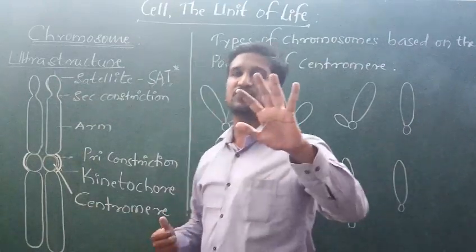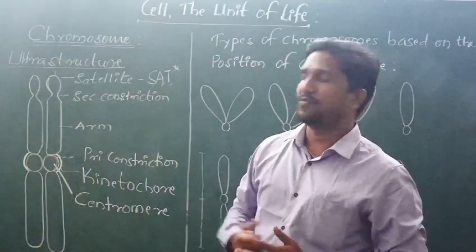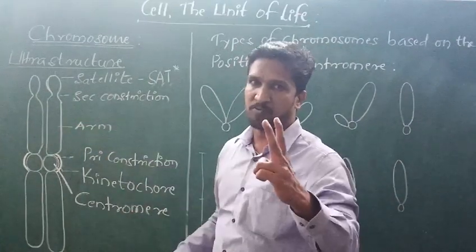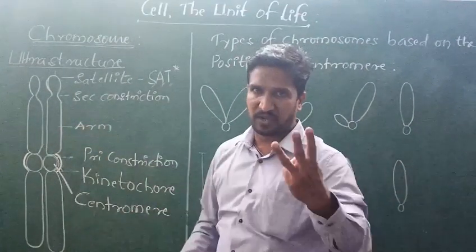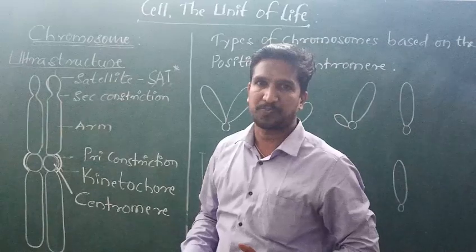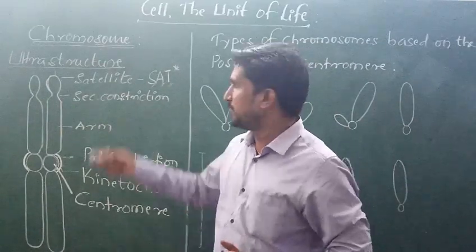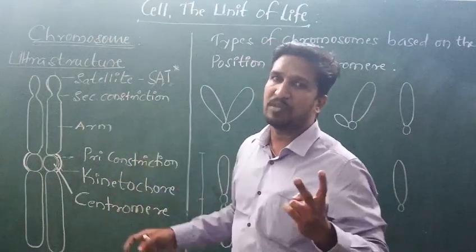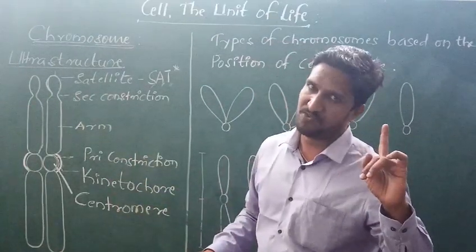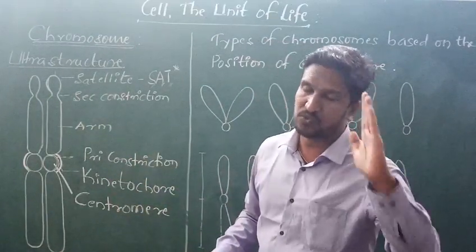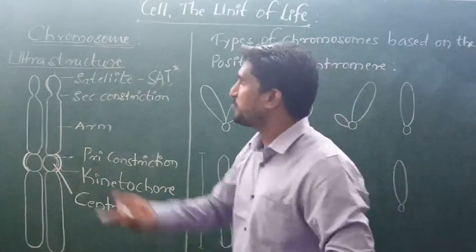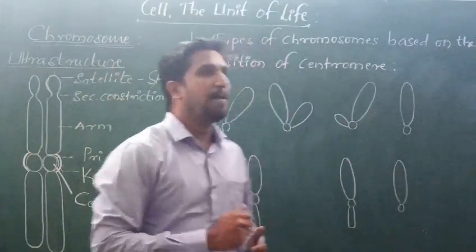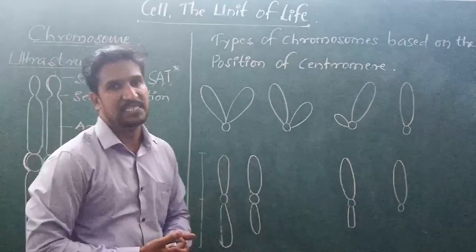Ultrastructure of chromosome is a 5-mark question. For drawing the diagram and labeling, 2 marks. Explaining these things, 3 marks: 3 plus 2, 5 marks. Right? All these labels should be there. If you draw only 2 labels, you will get only 1 mark for the diagram. So students must remember.